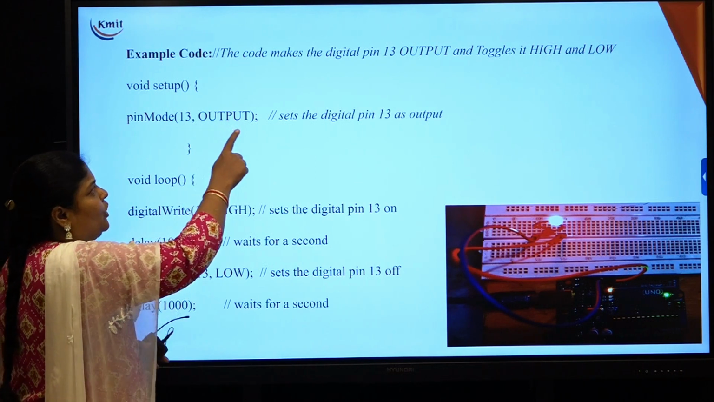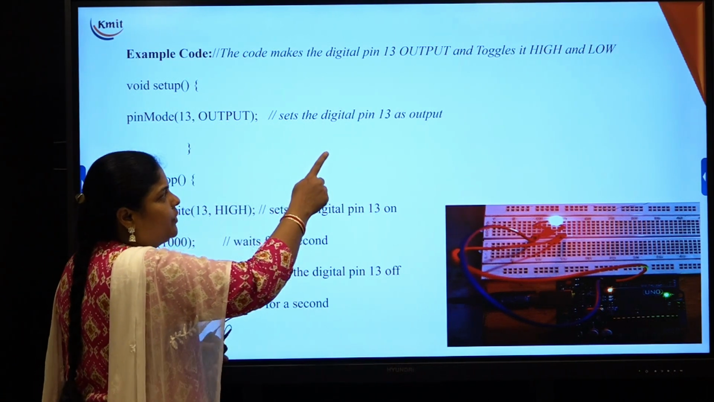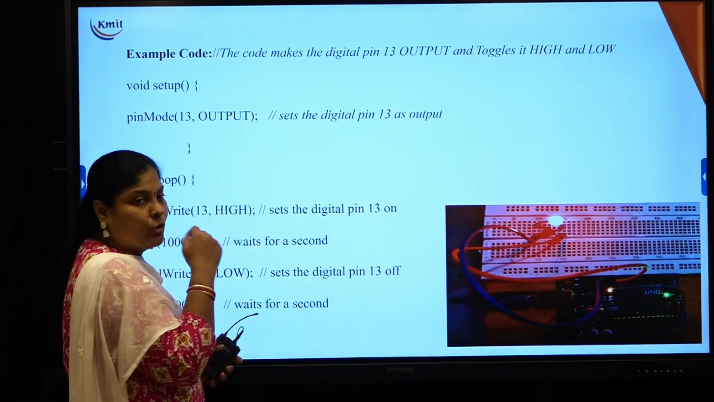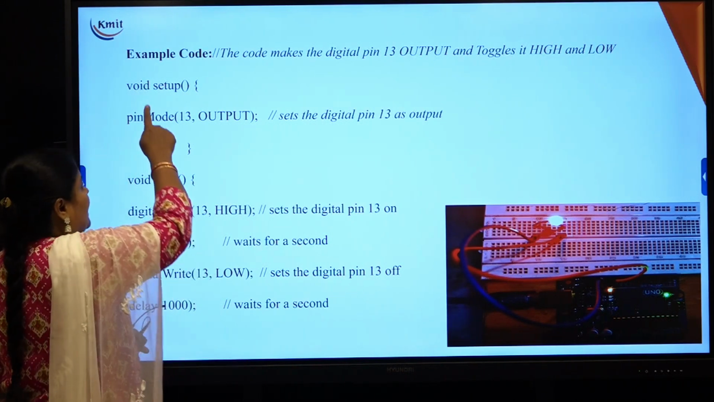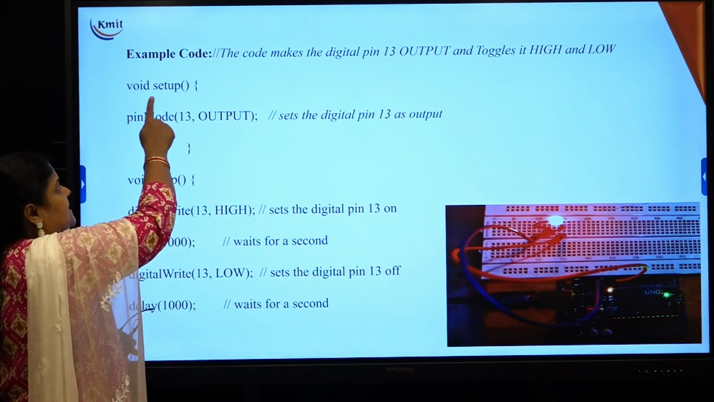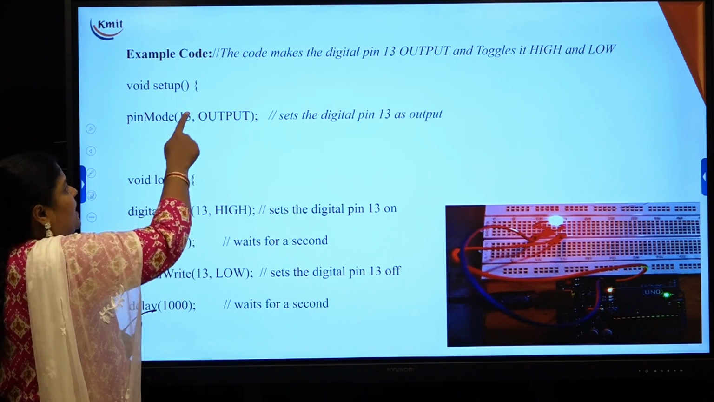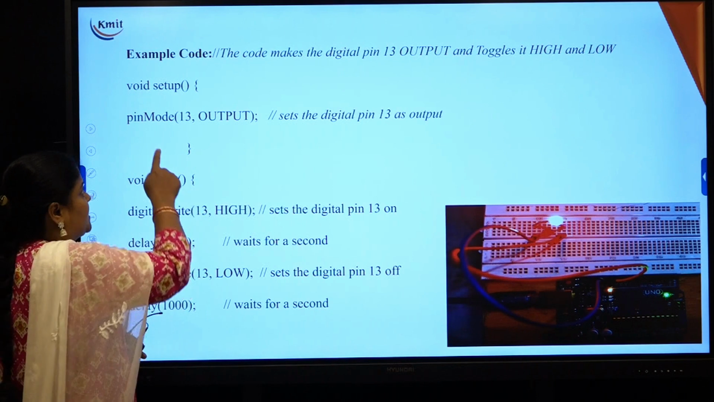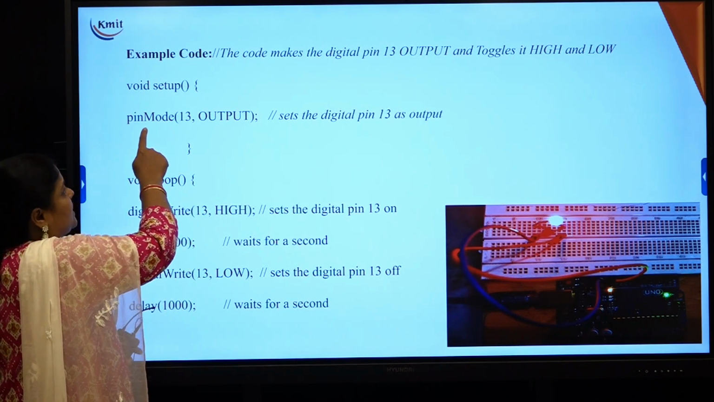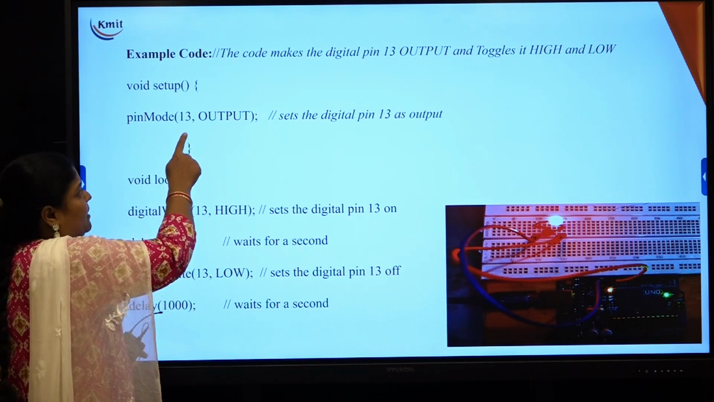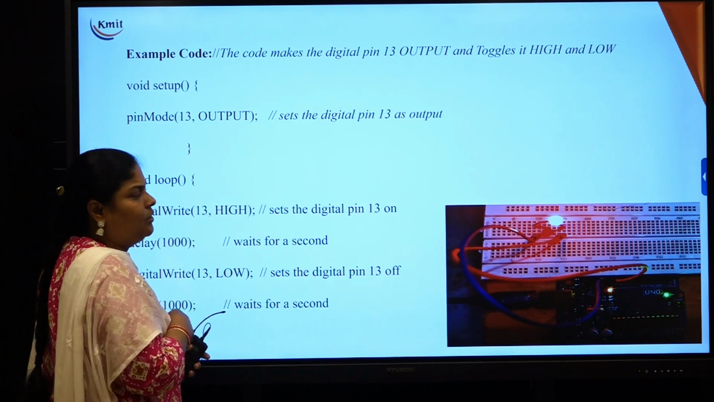So, this is the code to make digital pin 13 an output and toggle the LED to high or low. Like this, you have two main methods, as said, void setup and void loop. These are the two main methods. In void setup, you are going to configure the pins. Configuration of a pin can be done using the method pin mode. So, pin mode 13, you are setting it to output.